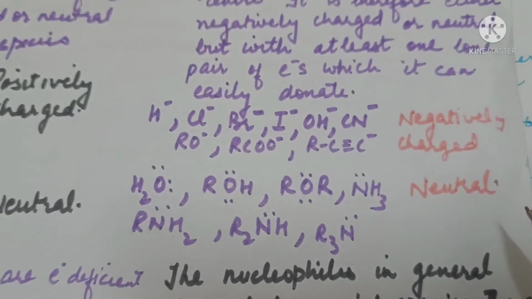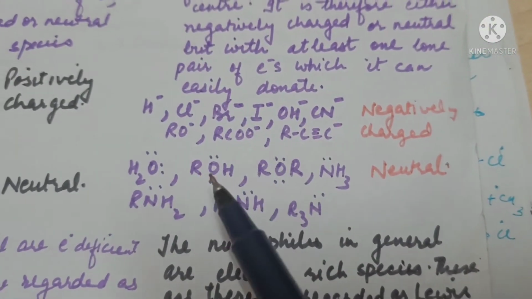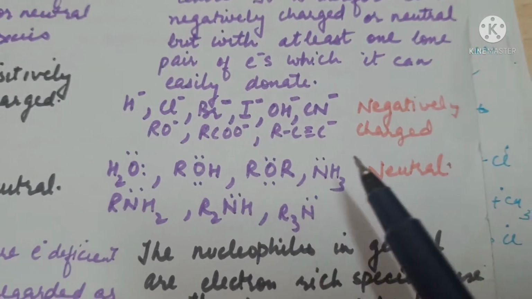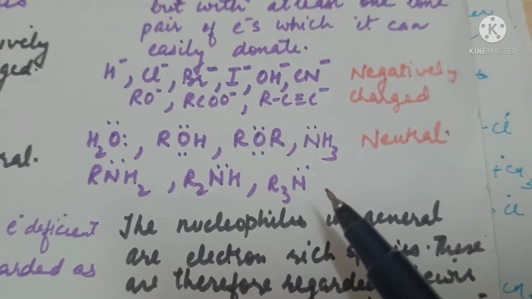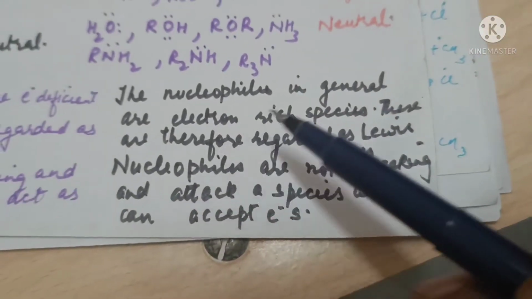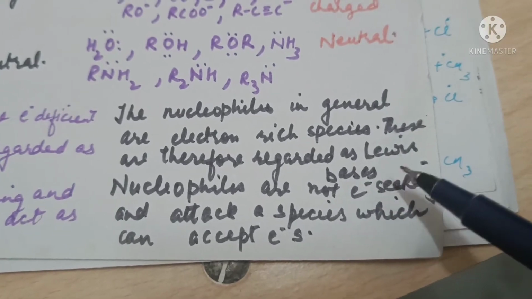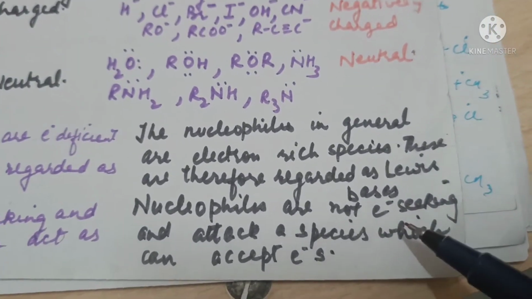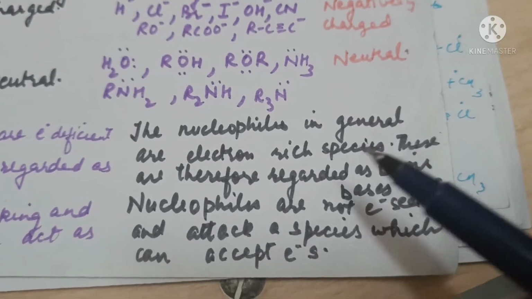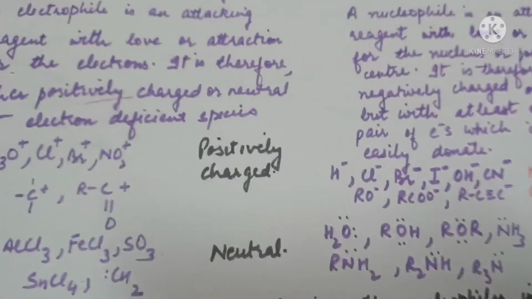And amongst neutral nucleophiles we have water with lone pair of electrons, alcohols, ethers, ammonia, primary amines, secondary amines and tertiary amines. So these are generally electron-rich species. They are regarded as Lewis bases. They have a tendency to donate a pair of electrons. They are not electron-seeking. Rather, they go to a species which can accept electrons.